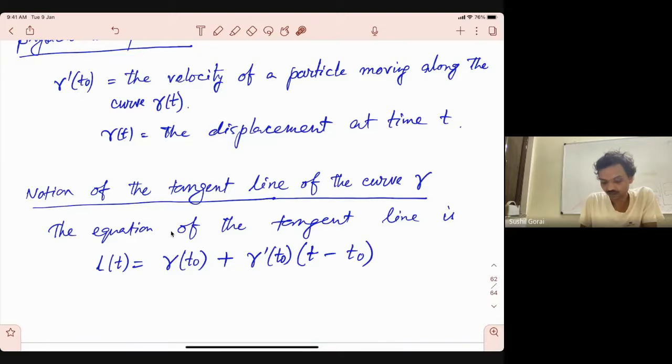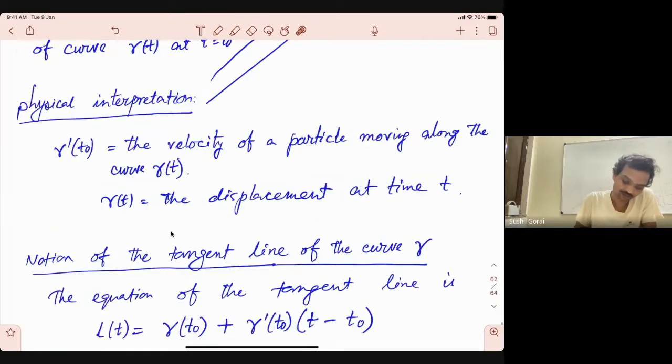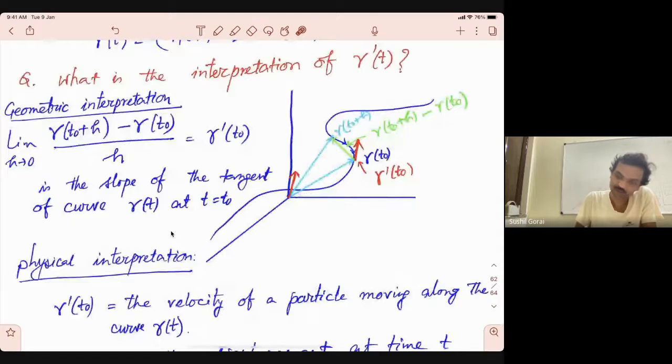At t equal to T naught, it is 0. So you have this vector, and at T naught, it passed through the origin.